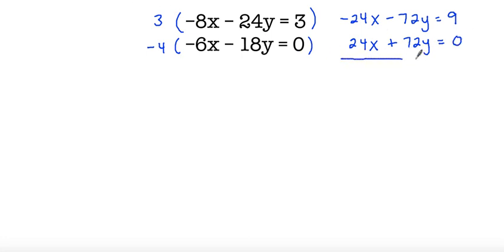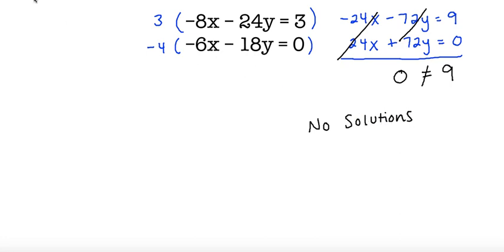So if I go ahead and combine these, negative 24x and positive 24x is 0. They cancel each other out. Negative 72y and positive 72y cancel each other out. So that's 0 is equal to 9, and since 0 is not equal to 9, we have no solutions here.